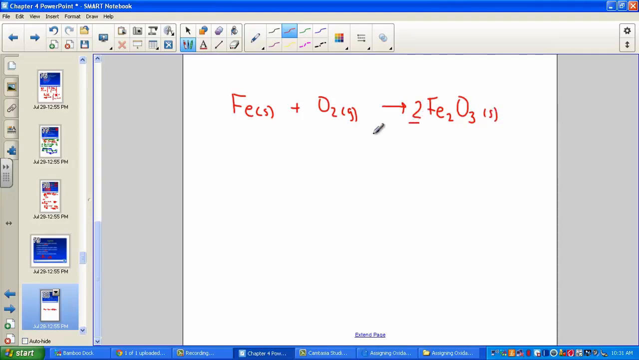I'm going to take a minute to balance this. There we go. Now I know from first year chemistry this is called a combination pattern, but now under this larger umbrella it will also be defined as a redox reaction.